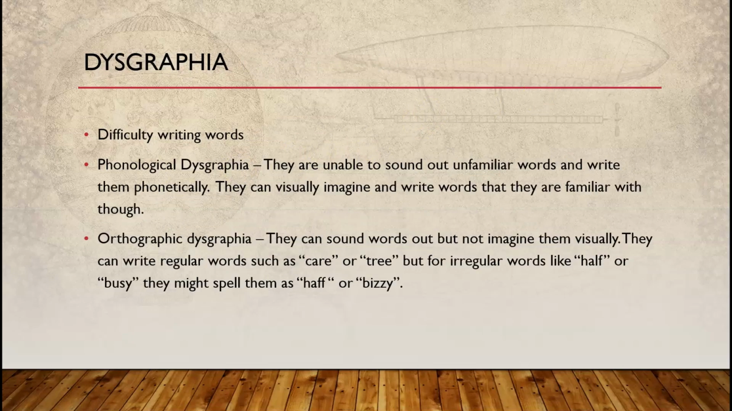Dysgraphia. Dysgraphia is basically difficulty writing words instead of reading. So you have phonological, which means they're unable to sound out unfamiliar words and write them out, but if they already know the word, they can write it out. And then you have orthographic dysgraphia, which is they can sound out words but not imagine them visually. For example, they can write out regular words such as care or tree, but for irregular words such as half or busy, they might spell them like this.